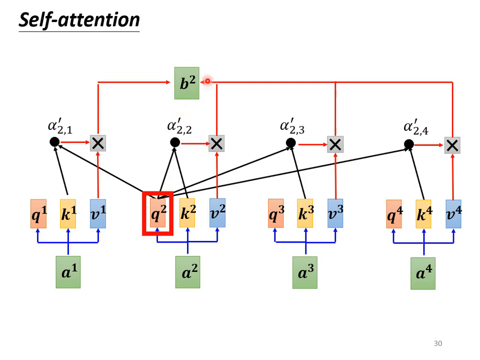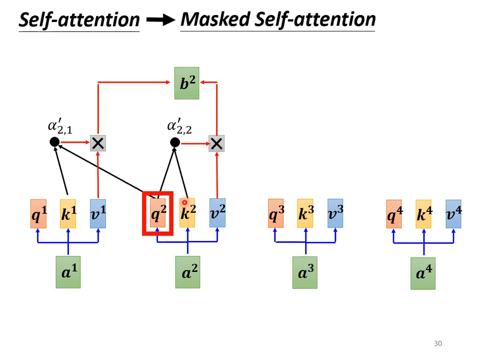To be more specific, when we want to generate B2, we only take the query in the second position, and the key in the first position and the key in the second position, to calculate attention. For the third and fourth positions, we just ignore them and don't calculate attention. We only consider A1, A2, Q1, Q2, K1, and K2. Q2 only calculates attention with K1 and K2, and we only calculate the weighted sum of V1 and V2 at the end. Then when we output B2, it only considers A1 and A2, but not A3 and A4.